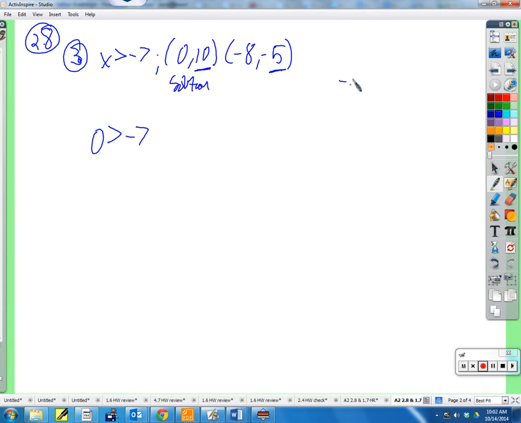Okay, for this one, we plug in -8. -8 less than -7, or sorry, greater than -7. Is that true? It's not. So this is not a solution.